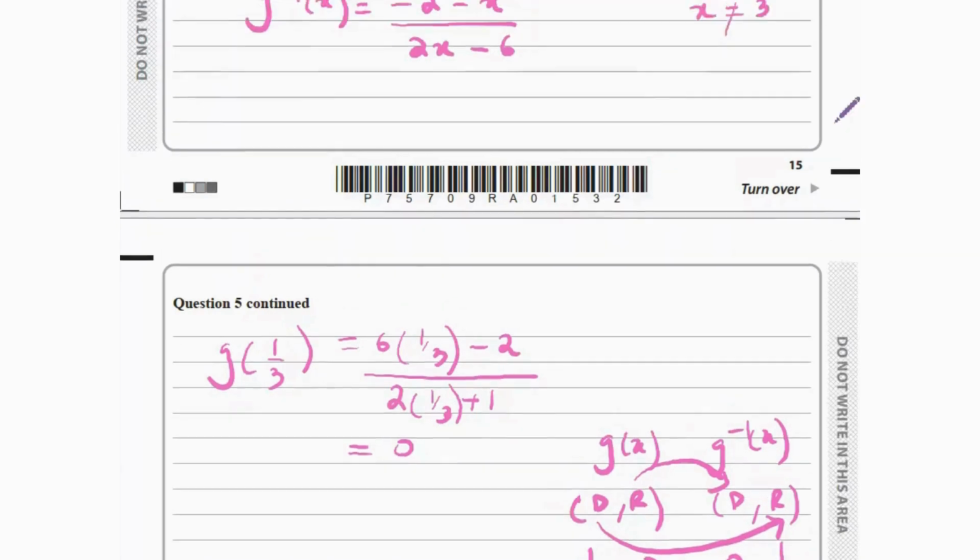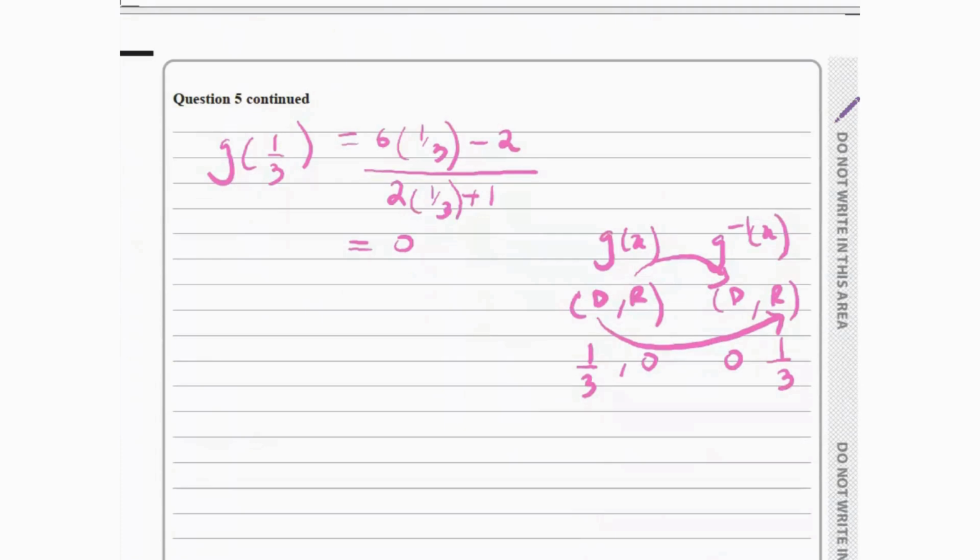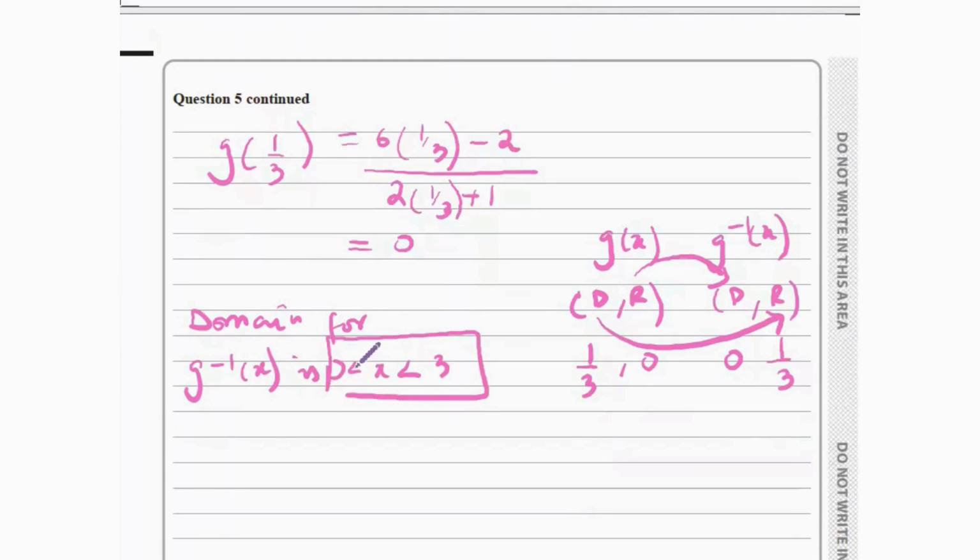And over here, we said that it has a restriction at 3. It cannot be equal to 3, which means it has to be less than 3, but greater than 0. So the domain for g inverse x is x less than 3, but greater than 0. That is your answer.